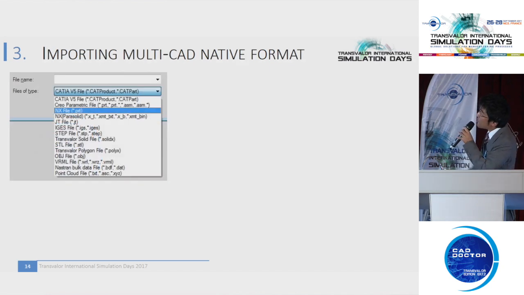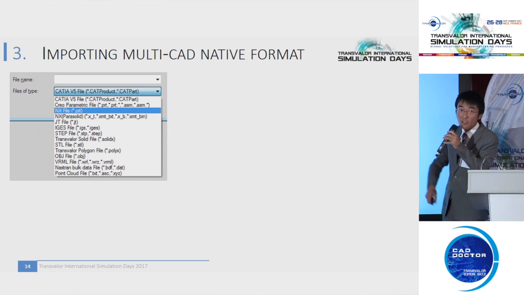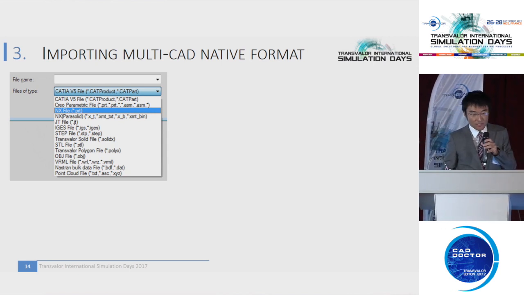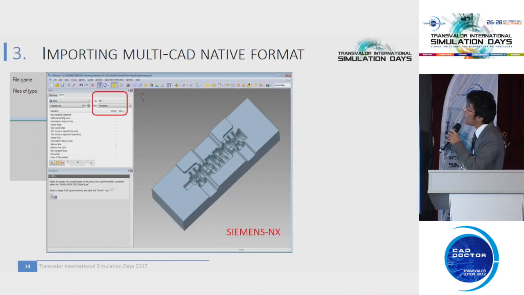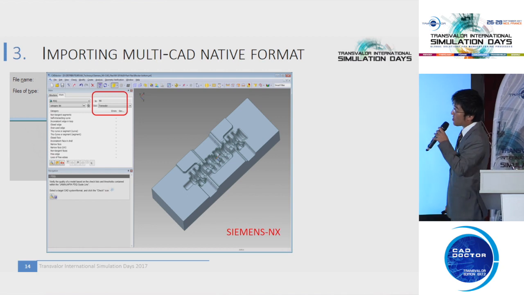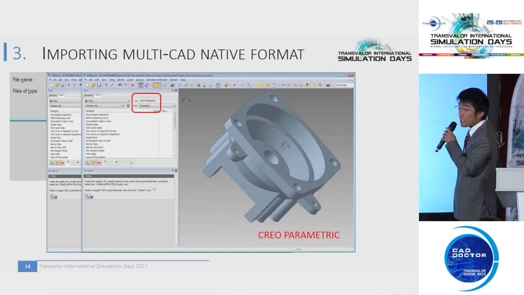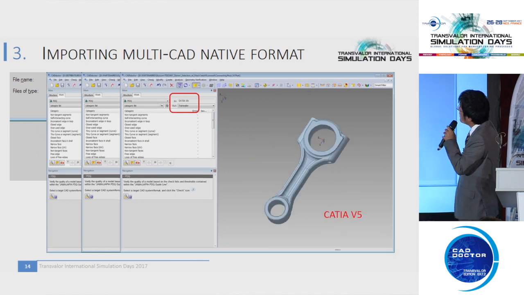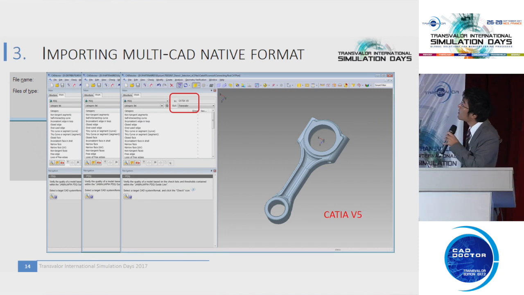This is the example of the new CAD format which can be imported into Transvalor CADdoctor. You can see you can import a variety of types of formats, right? For example, this is the example when we import the Siemens NX data into CADdoctor Transvalor Edition, or this is the data coming from Creo Parametric, or this is the data coming from CATIA V5, right?